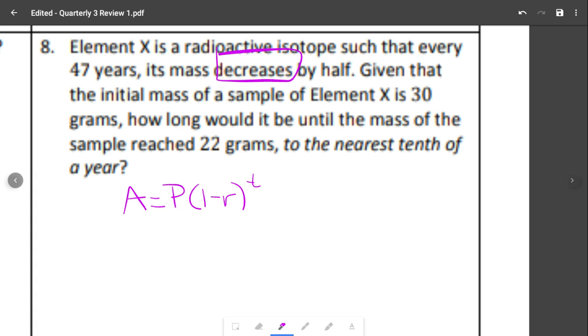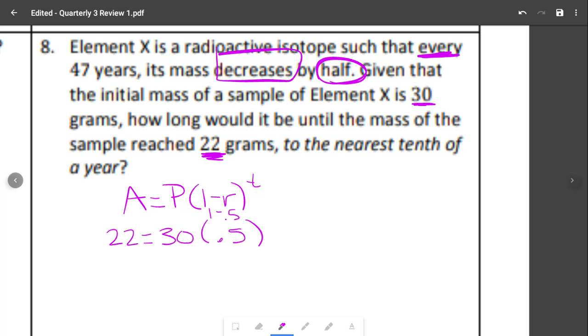All right, A is the final amount. We are reaching 22 grams. So A is 22. P is the initial amount. We are starting with 30 grams. So P is 30. And the mass is decreasing by half. That is your rate, 1/2. So it's 1 minus 0.5, which gets me just 0.5 in there.